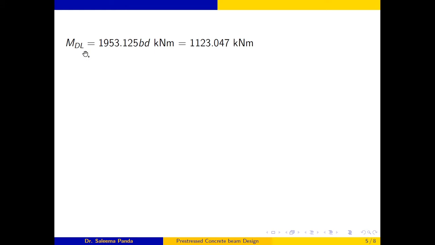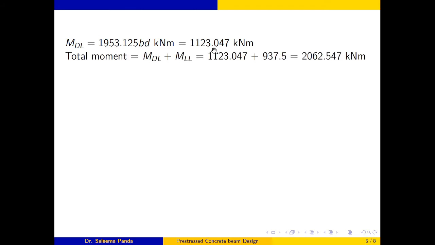So we can now calculate the dead load moment. I'm going to use the value of BD, what we have calculated before, 0.5 into 1.15 into 1953.125. So I got moment due to dead load as 1123.047 kilonewton meter. So total moment is moment due to dead load plus live load: 1123.047 plus 937.5. I'm getting total moment as 2062.547 kilonewton meter. And the section modulus BD square by 6 is 0.1102 meter to the power 4, where B is 0.5 and D is 1.15.